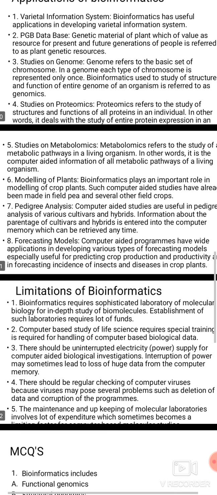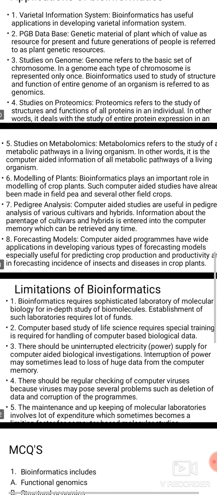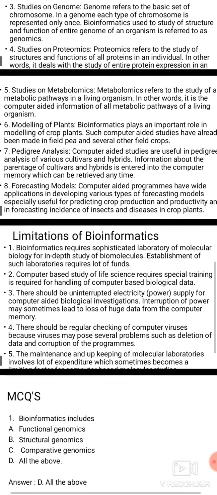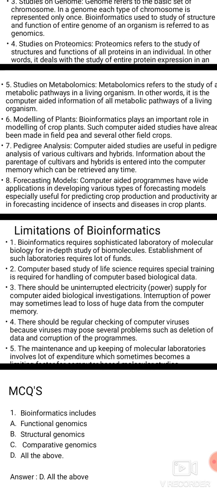The third one is study on genomics. Genomics refers to the basic set of chromosomes. In a genome, each type of chromosome is represented only once. Bioinformatics used to study the structure and function of the entire genome of an organism is referred to as genomics. Then study on proteomics. Proteomics refers to the study of the structure and function of all proteins in an individual. In other words, it deals with the study of entire protein expression in an organism.